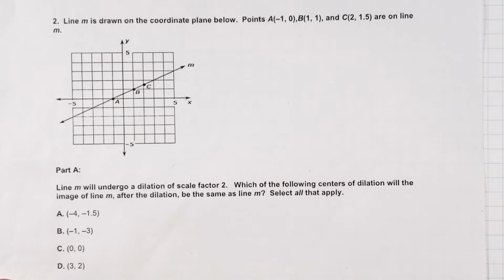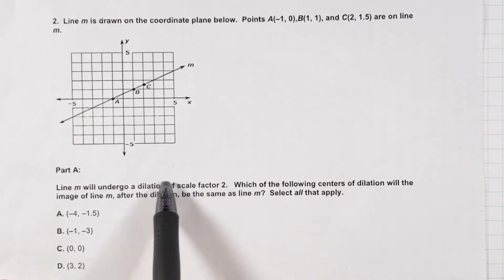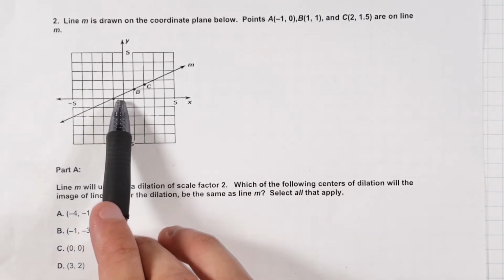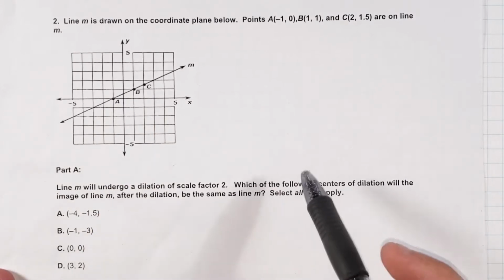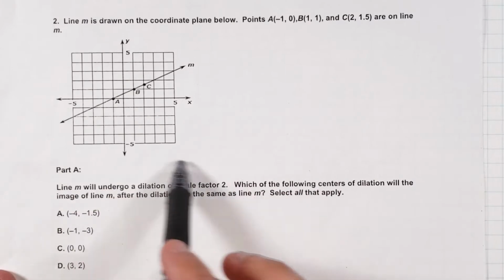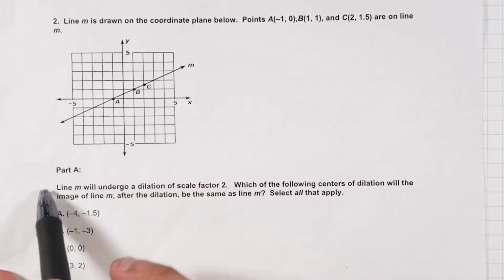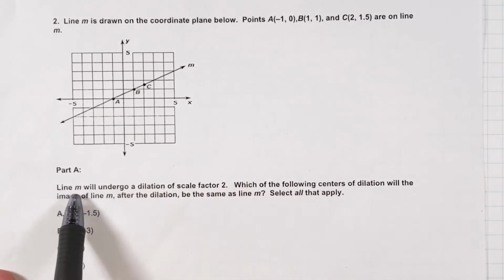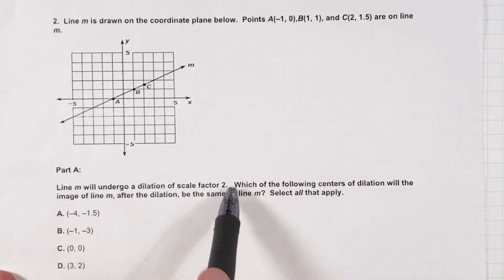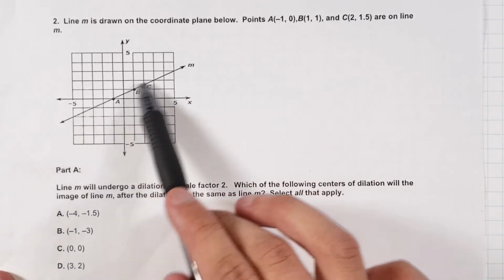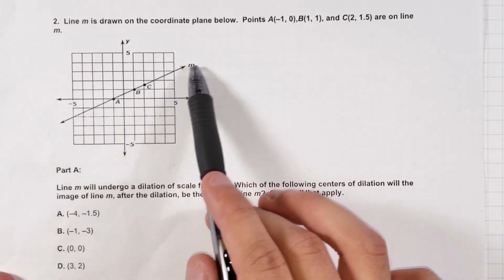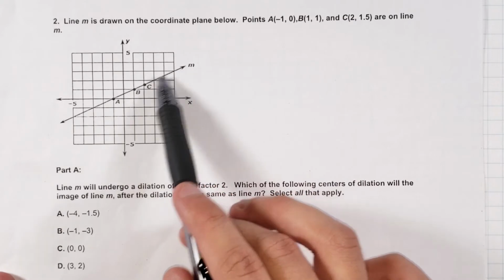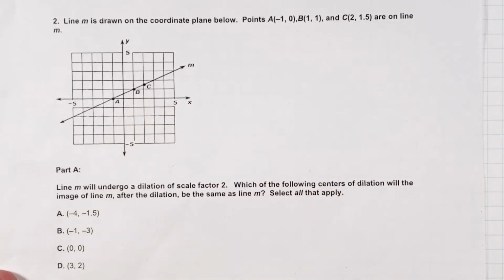Originally I assumed that it was going to be about the origin, but thank you to Ian, who pointed out that they never gave us a center of dilation for this problem. So what they were talking about when it says line M will undergo a dilation of scale factor 2 just means that we're going to take this original line and double its length. But this line's already infinite, so its length is going to remain the same.